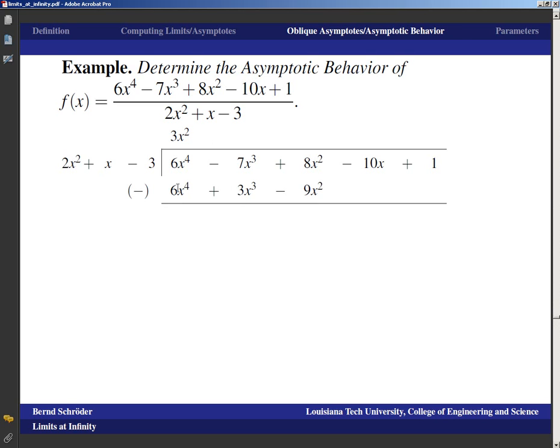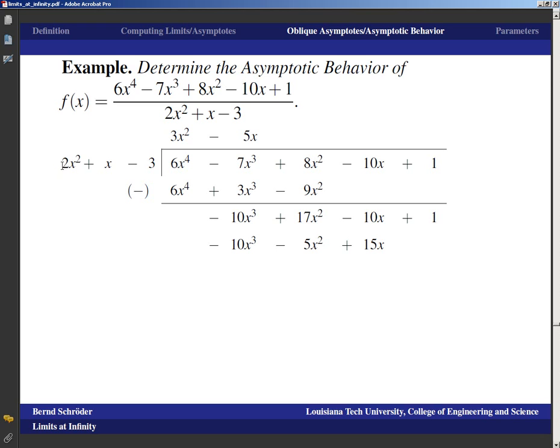We have to subtract that, and we end up with 6x to the fourth minus 6x to the fourth is 0. Negative 7x cubed minus 3x cubed is negative 10x cubed. 8x squared minus negative 9x squared is 17x squared, and then we just copy down the rest. Sometimes you don't do that, but it seems easier to me to copy everything down so you know what you still have to take into account. Negative 10x cubed divided by 2x squared is negative 5x, right? And so now we have to take negative 5x and multiply it by this.